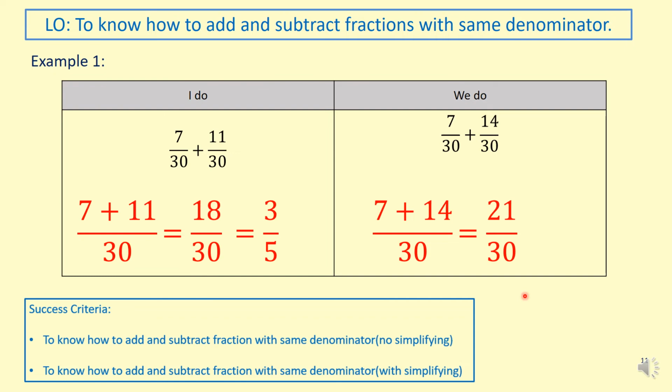If I do 21 divided by 3, you get 7, and if you divide 30 by 3, you get 10. So I divide both of them by 3. 21 divided by 3 is equal to 7, 30 divided by 3 is equal to 10. And double check your last answer. I can't simplify it more, so that's the simplest form. Very well done if you managed to do this one right.